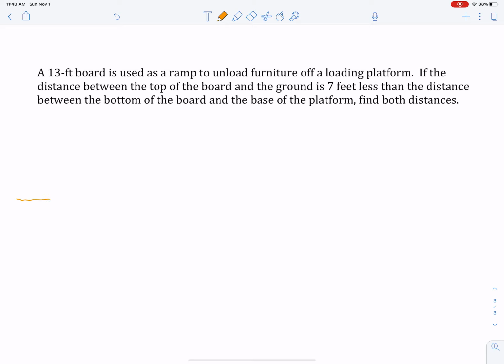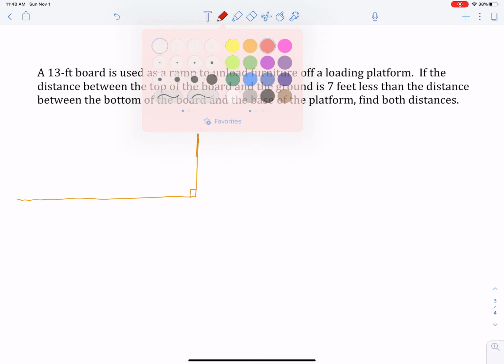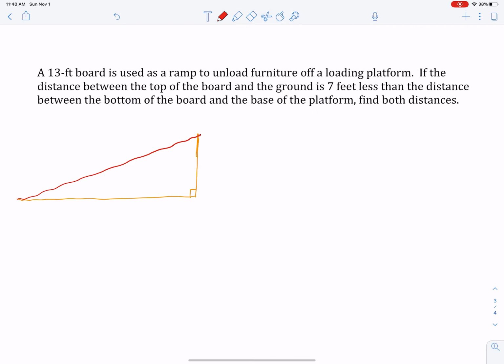All right, so here's our ground, here's our loading platform, and it says that we've got a 13-foot board. So this side, the board that you're using, is 13 feet. And let's call x the distance between the top of the board and the ground. And it says the distance between that is 7 feet less than, oh, hold on. You know what? It's going to be easier actually to call this bottom side x. Let's do that. And then the distance between the top and the ground is 7 feet less than that.